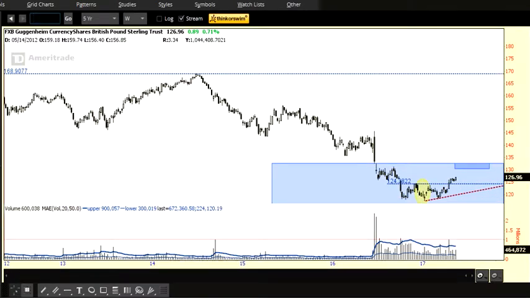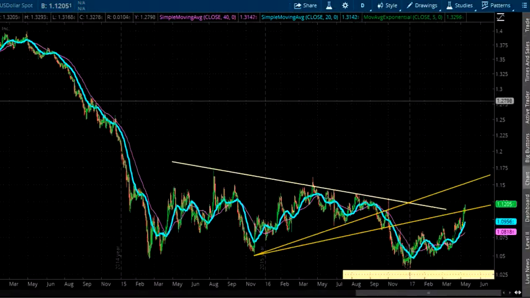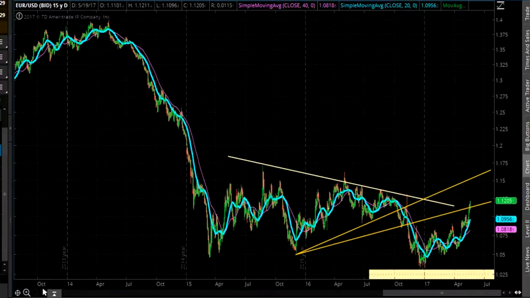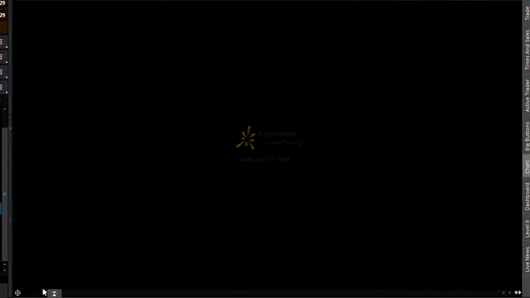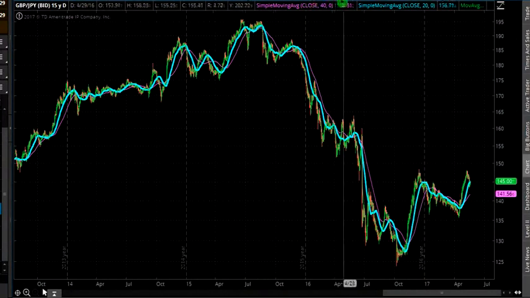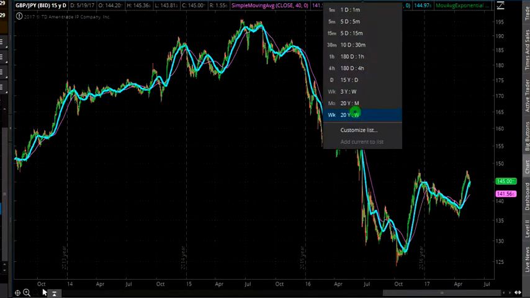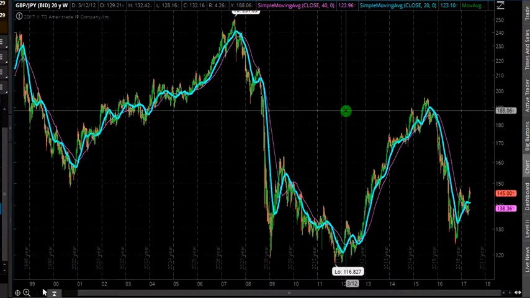Okay, let's go back to these charts. I'm jumping around a lot. I apologize, but I'm trying to be swift. Let's look at the British pound first, since we were talking about the British pound. Let me go to a weekly chart, and I think it'll be obvious here.